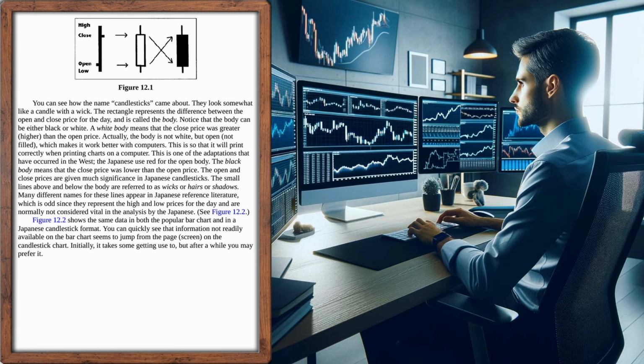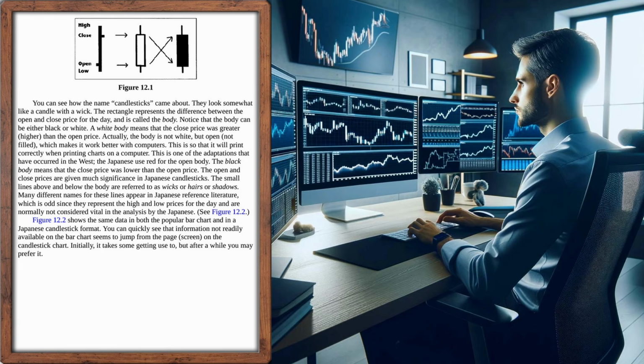A white body means that the close price was greater, higher than the open price. Actually, the body is not white, but open, not filled, which makes it work better with computers. This is so that it will print correctly when printing charts on a computer. This is one of the adaptations that have occurred in the West. The Japanese use red for the open body. The black body means that the close price was lower than the open price. The open and close prices are given much significance in Japanese candlesticks.